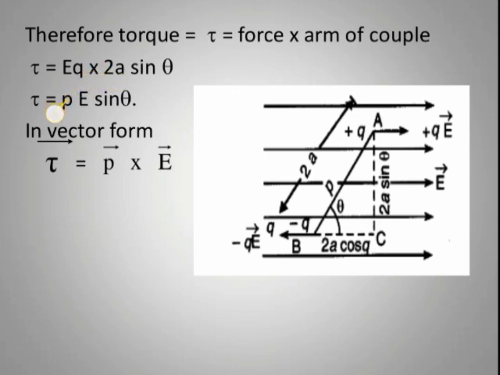You replace this with p into, and what is the remaining thing after taking out 2a into q? It is E and sine theta, and this is the formula of torque: torque is equal to pE sine theta. So this is all about torque. In today's class we studied how to derive the equation for the electric field of a dipole at an equatorial point, and we also studied one more very important concept, torque. I hope I have made all the concepts very clear.